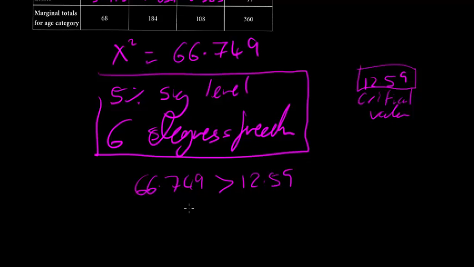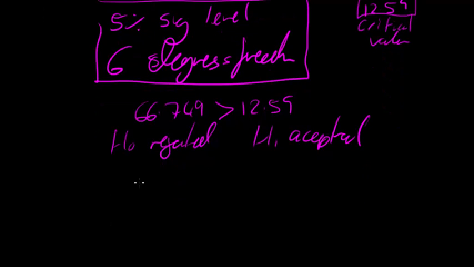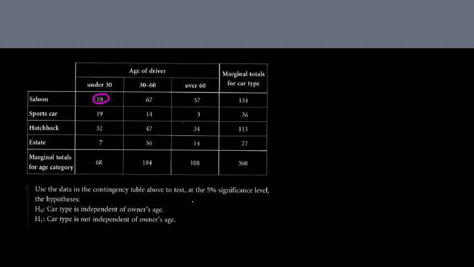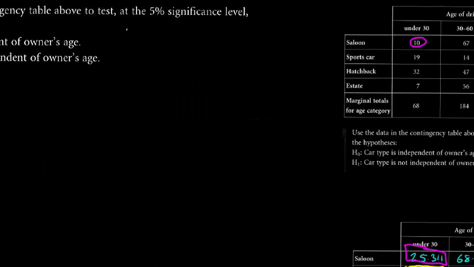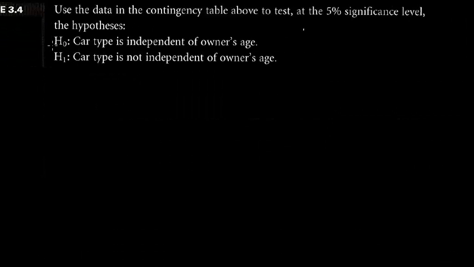that the car type is not independent of the owner's age. I'm not going to write all of that down, but that's what you would write down. So let me just write H0 rejected, H1 accepted, and our H1, if we go all the way back, is car type is not independent of the owner's age.